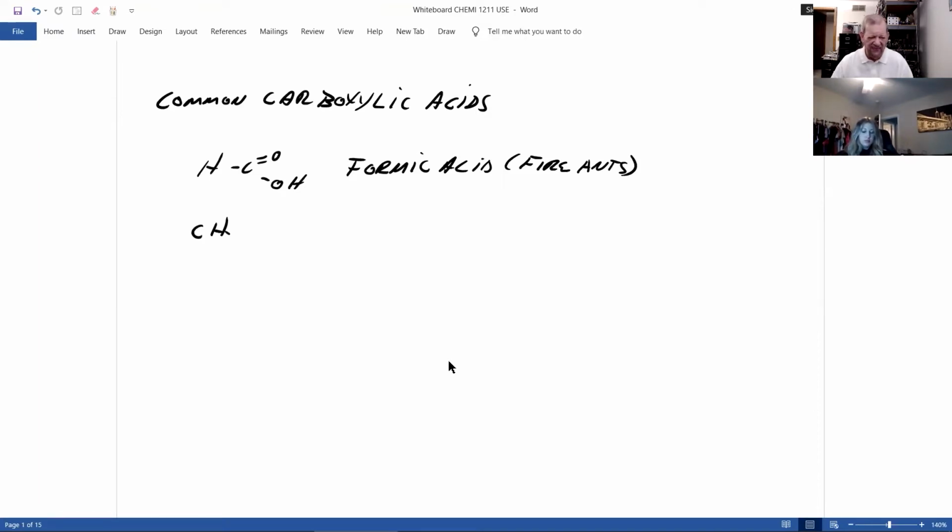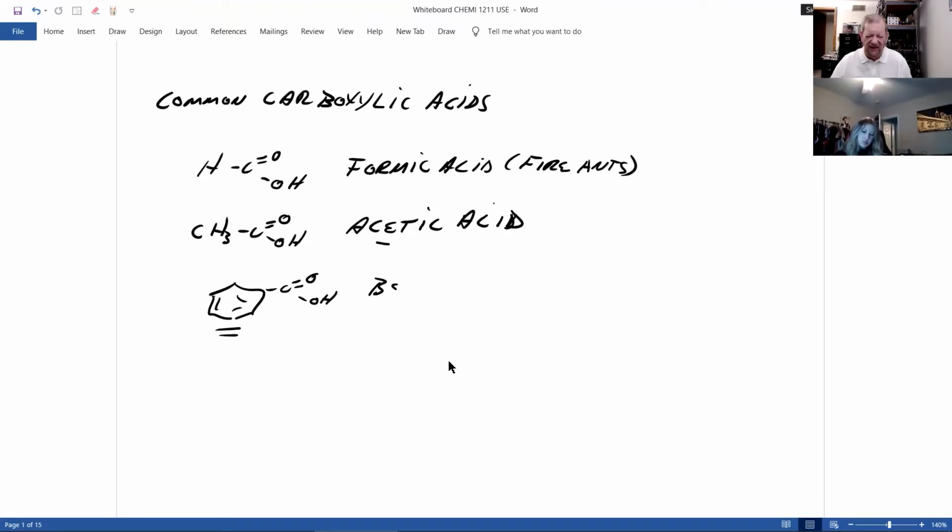Next common name you should know, this carboxylic acid, acetic acid. And nobody ever calls that, except to tell you nobody ever calls it that, ethanoic acid. And you mix this with water and you get vinegar. And a common and IUPAC name, which we've already covered, but I'll mention it again. When in a carboxylic acid R is a benzene ring, this is called benzoic acid.